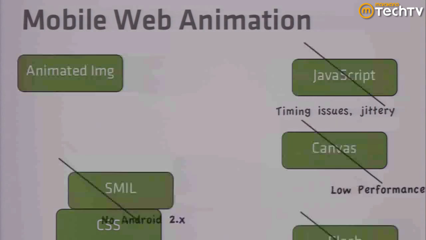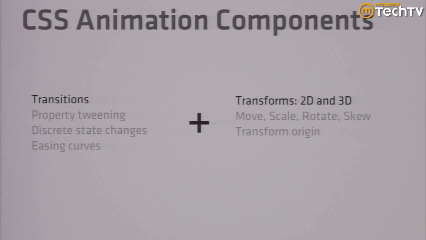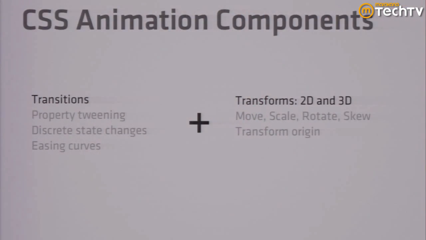So how do you build them? Well, that is what we go and talk about next. So how do you build animations? It's really built on two building blocks. One is transitions, so the ability to tween between properties, to go from one position to another, or one color to another, or one font size to another, etc. It has discrete state changes, so you can jump from one to another. You can also easily move from one to another with easing curves.